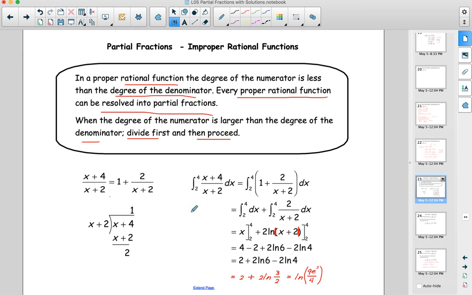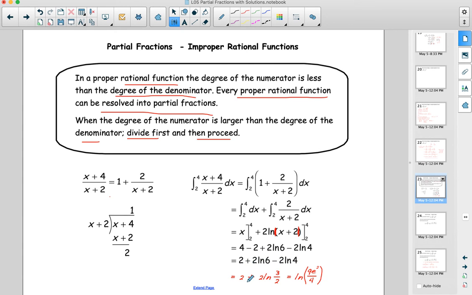And now this was a definite integral, so to evaluate it, evaluating at the upper bound minus the lower bound, the first bit's 4 minus 2. The second bit becomes plus 2 ln of 4 plus 2 is 6, minus 2 times ln of 2 plus 2 is 4, minus 2 ln 4. And now 4 minus 2 is 2. I get 2 plus 2 ln 6 minus 2 ln 4.